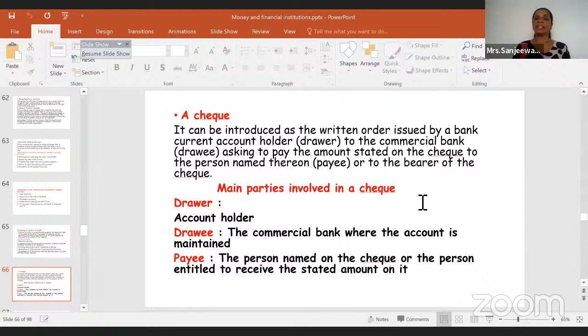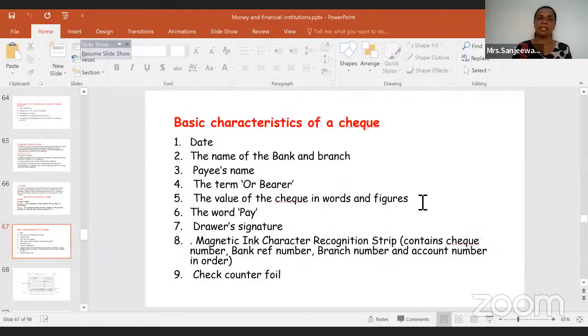Then, basic characteristics of a check. What are the characteristics of a check? The date is there, the name of the bank and branch, the payee's name, right? The term "or bearer." I'll be explaining all these things, okay? The amount of the check in words and figures as well, the word "pay," and the drawer's signature.